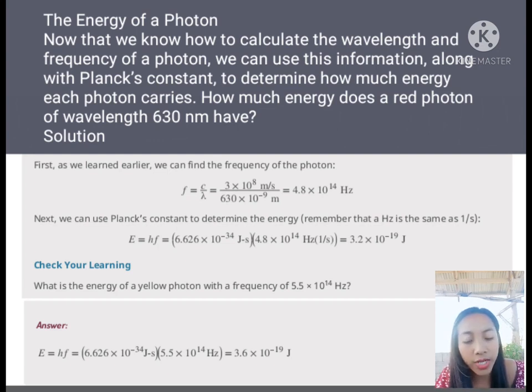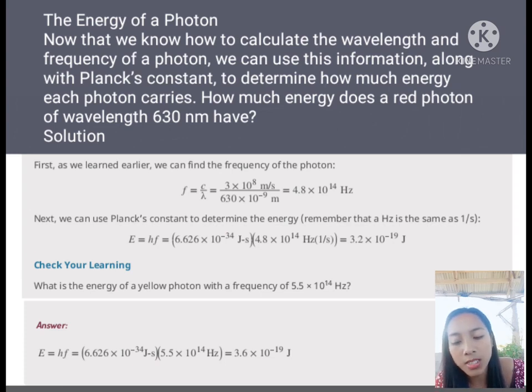How much energy does a red photon of wavelength 630 nanometers have? We are going to calculate the energy of a red photon with a wavelength of 630 nanometers. First, as we learned earlier, we can find the frequency of the photon. F is equal to c over lambda, which is 3 times 10 raised to 8 meters per second over 630 times 10 raised to negative 9 meters, equal to 4.8 times 10 raised to 14 hertz.